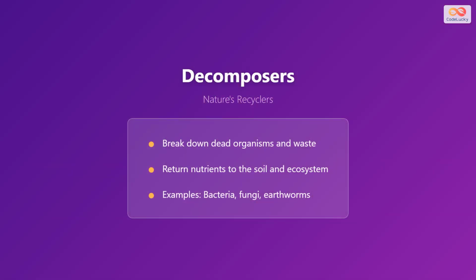Decomposers play a crucial role as nature's recyclers. They break down dead organisms and waste materials from all trophic levels. Through decomposition, they return essential nutrients back to the soil and ecosystem, making these nutrients available for producers to use again. Common examples of decomposers include bacteria, various species of fungi, and earthworms. Without decomposers, dead matter would accumulate and nutrients would be locked away, preventing new life from forming.